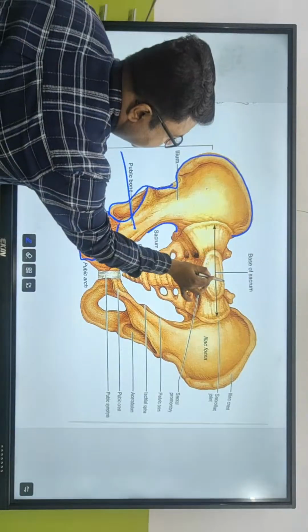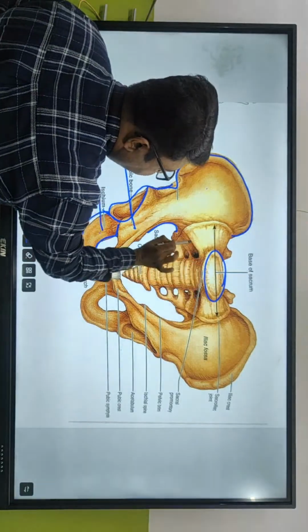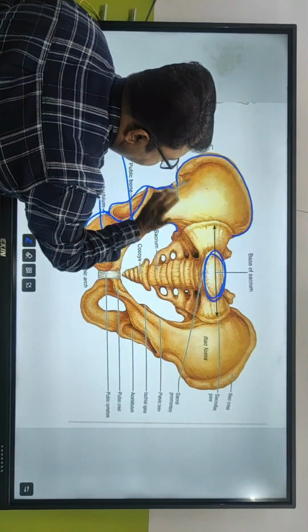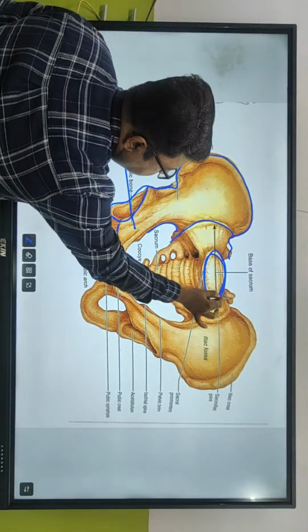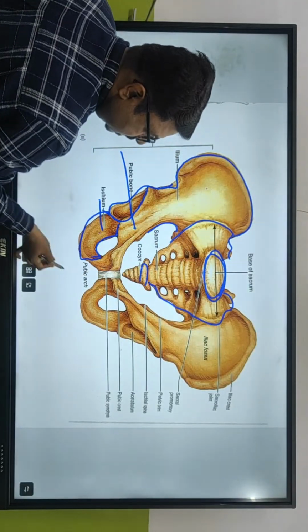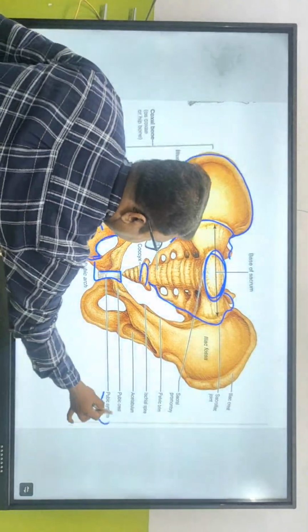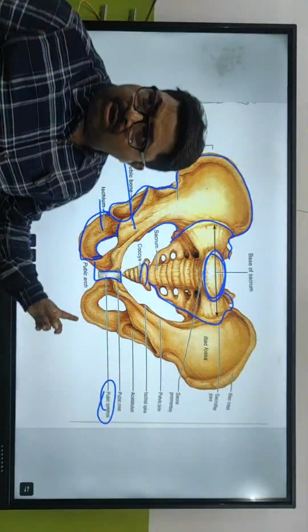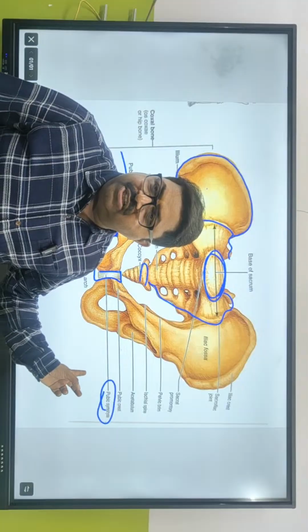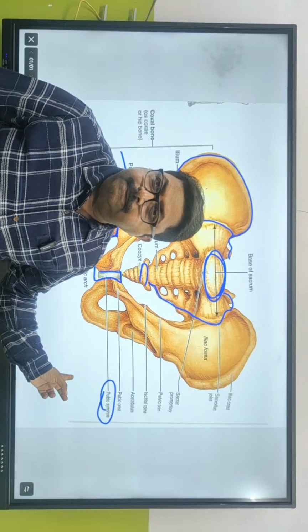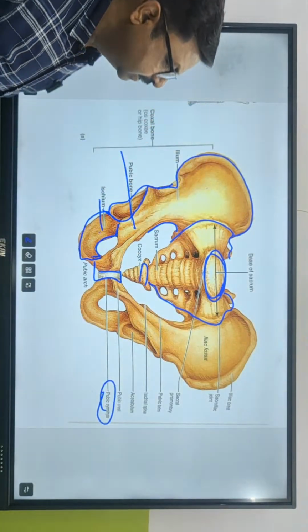Clear? And you can see this is the vertebral column, the head part of the vertebral column. This is what? Sacral bone. And this is coccyx. This is the pubic symphysis. What is the example I talked about? Cartilaginous joint or fixed joint? Cartilaginous joint. Pubic symphysis. Okay.